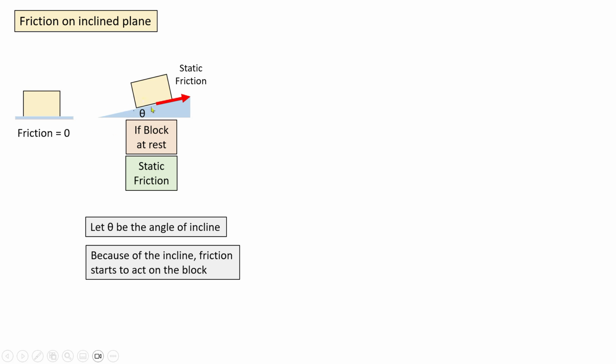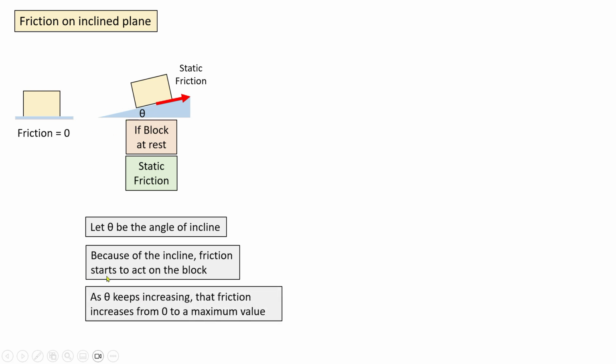So, if we increase this angle of inclination theta, as theta keeps increasing, this friction, the static friction, increases from 0 to a maximum value. Static friction was 0 in the first situation, but as you keep increasing the value of theta, static friction will keep on increasing until it reaches the maximum value, which we know is called the limiting value, limiting friction.